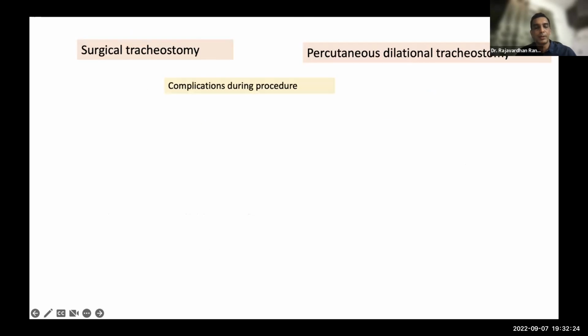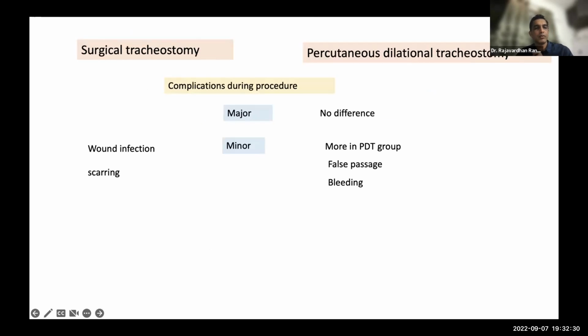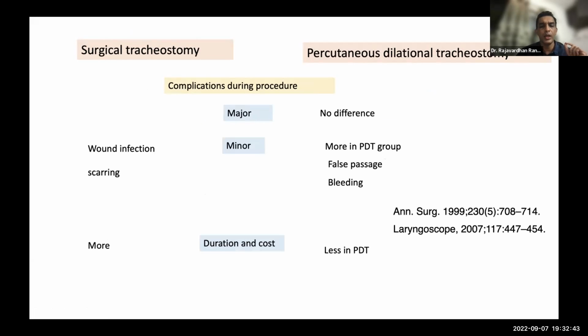The complications during the procedure can be divided into major and minor. Major complications were more or less the same. There is no difference. Minor complications, wound infection and scarring were more with surgical tracheostomy. Whereas in the PDT group, the chance of having a false passage and bleeding were more. These are minor complications. Then duration and cost. Surgical tracheostomy, it was more, whereas it is less in PDT.